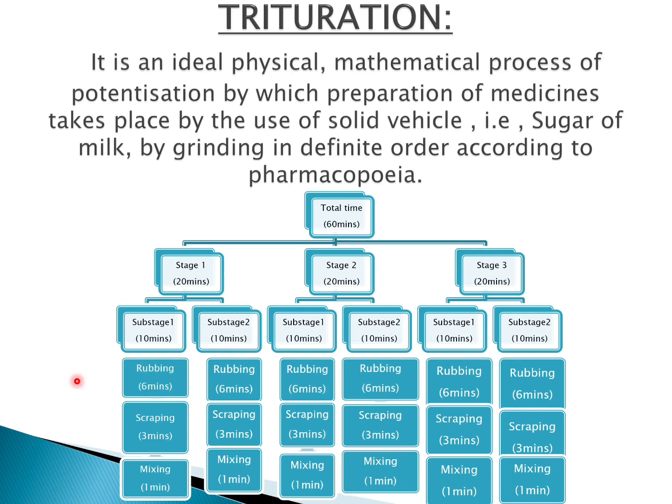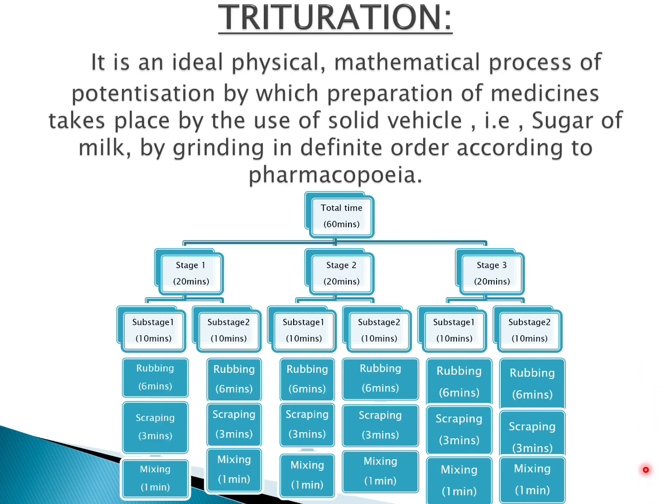And then scraping is done for 3 minutes. After rubbing, the particles are scraped off with a horn spatula. And then mixing is done for 1 minute. After scraping properly with the spatula, the scraped material is mixed and stirred with the spatula. Hence the first substage is completed. The second substage of 10 minutes also consists of these 3 phases again. Thus the 20 minutes of the first stage of trituration is completed.